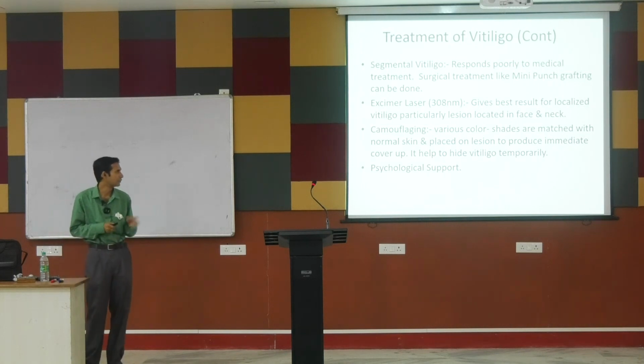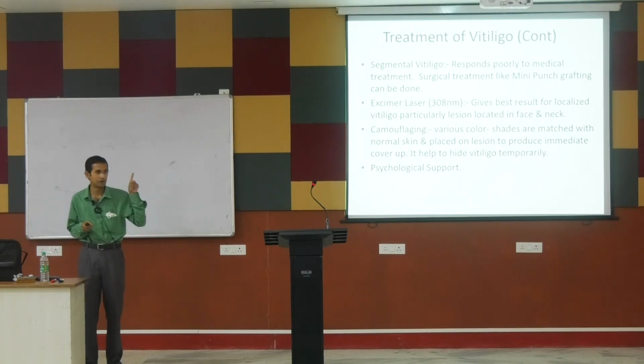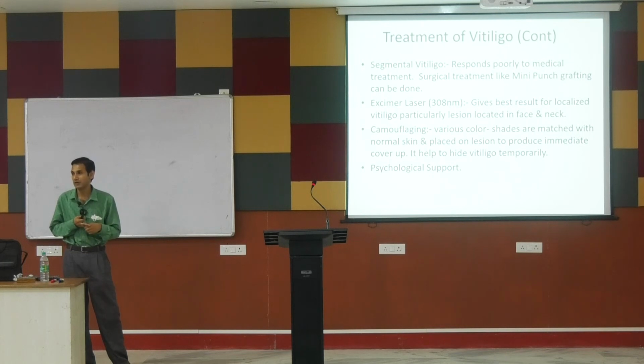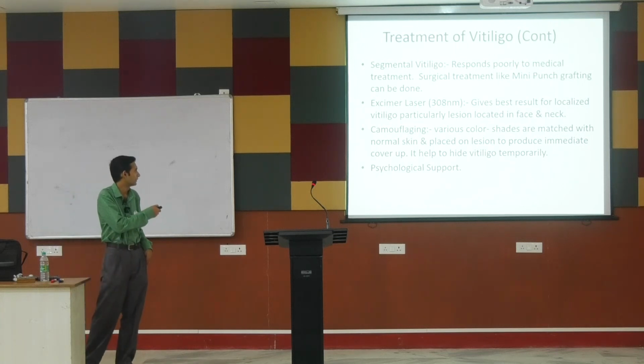But usually it should be done in a particularly localized area of vitiligo, and that is segmental vitiligo. If it is localized, and the vitiligo is stable for at least 1 year, and the age of the patient is also important. The age of the patient should be more than 12 years. So usually segmental vitiligo responds poorly to medical treatment.